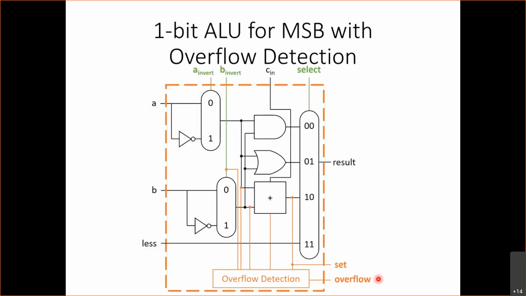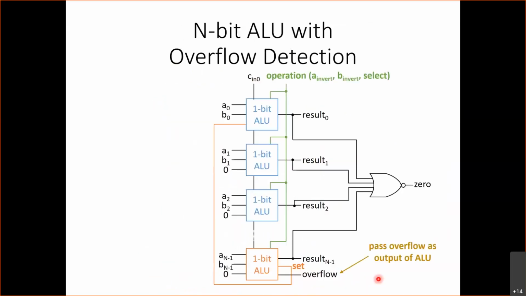So this is what overflow detection is going to do. And then finally, this is going to be passed as the output of our ALU. So now our n-bit ALU has multiple important outputs. We have the result, which is an n-bit value, but then we also have the 0 flag and the overflow flag. These are going to be the outputs of our ALU. Okay?